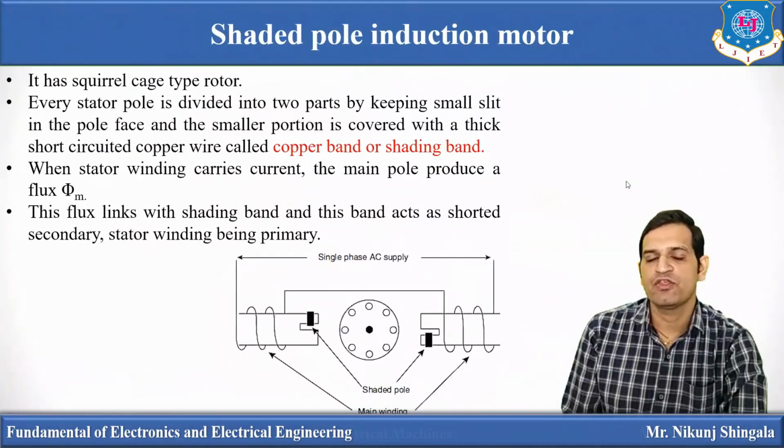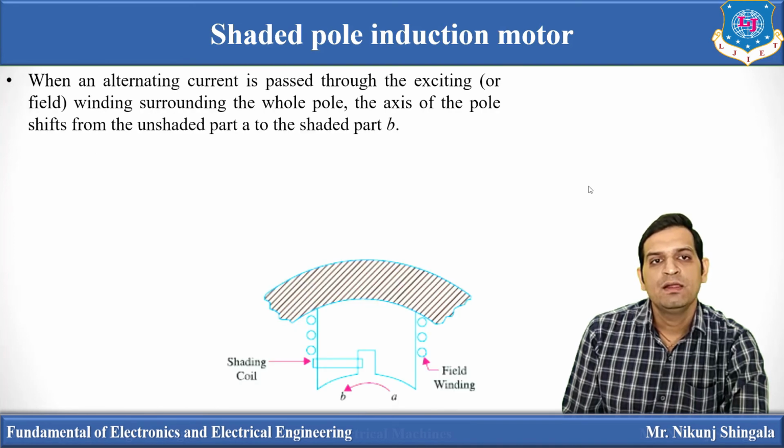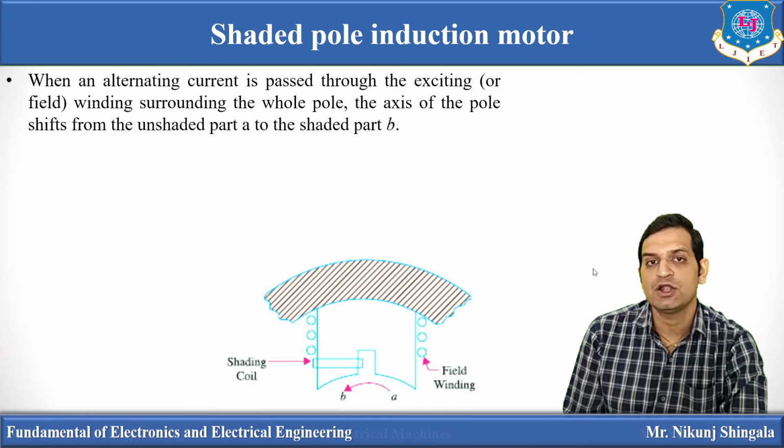Both these poles, shaded pole and unshaded pole, will work as primary and secondary, but the secondary is short circuited. The flux produced in the secondary will be phi s. The flux produced in the unshaded pole will be phi n. Now when alternating current is passed through the winding surrounding the whole pole, the axis of the pole will be shifting from the unshaded pole to the shaded pole, here from A to B, and because of that there will be a rotating kind of flux, and the rotor will start to rotate.